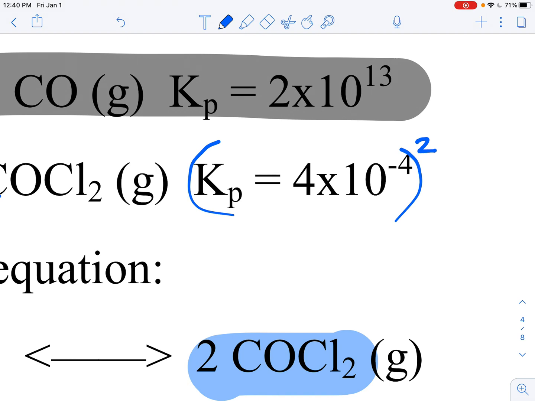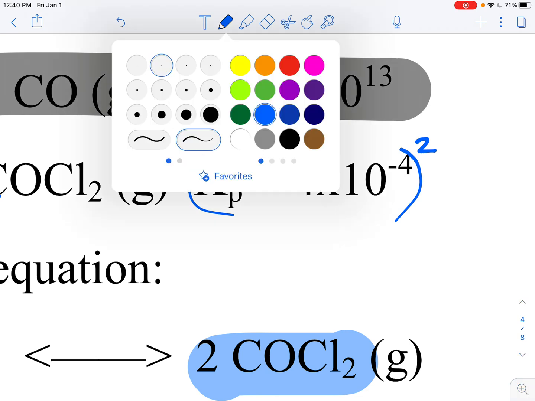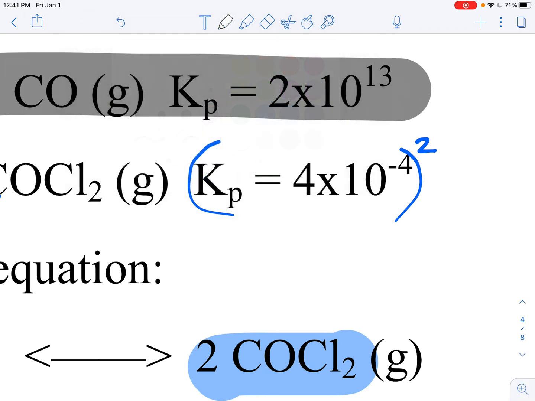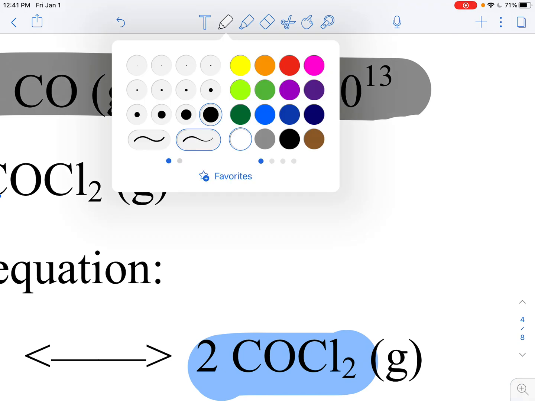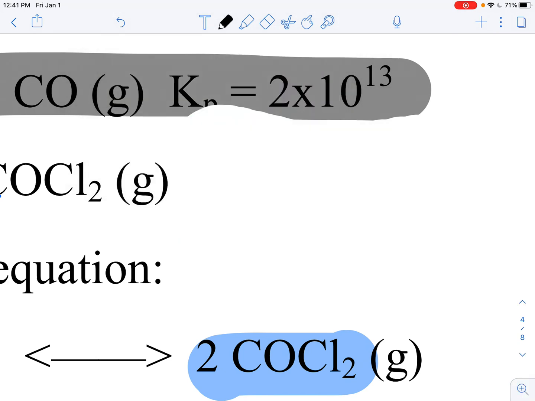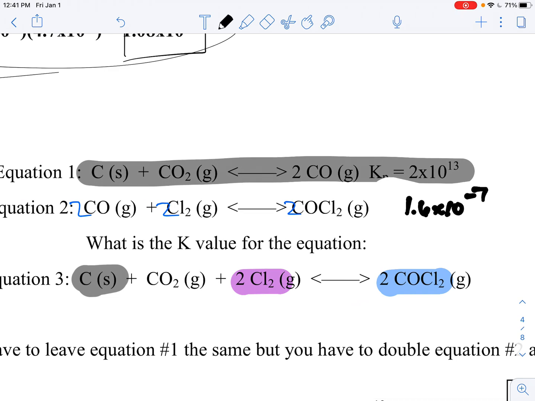Okay, I keep pushing buttons wrong on my calculator here. 4 times 10 to the negative 4th times 4 times 10 to the negative 4th. There we go. 1.6 times 10 to the negative 7th. I don't know why that was so hard. So this is now 1.6 times 10 to the negative 7th.